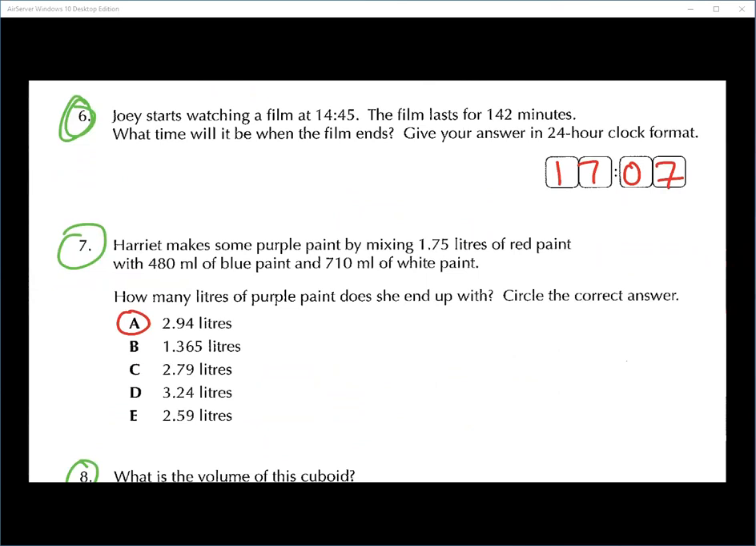Joey starts watching the film at 14:45. The film lasts for 142 minutes. What time will it be when the film ends? Give your answer in the 24-hour clock.